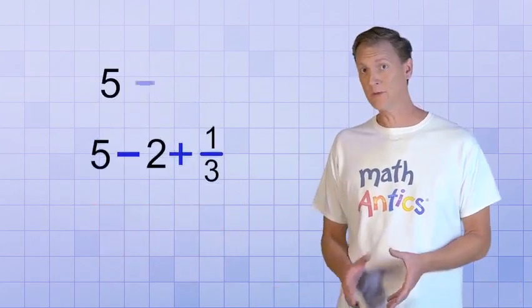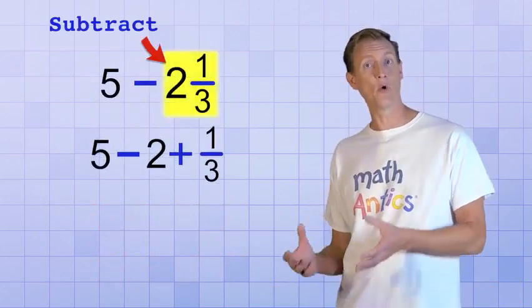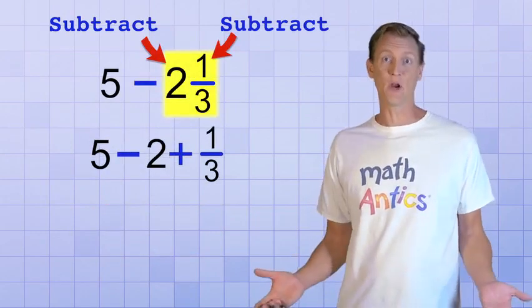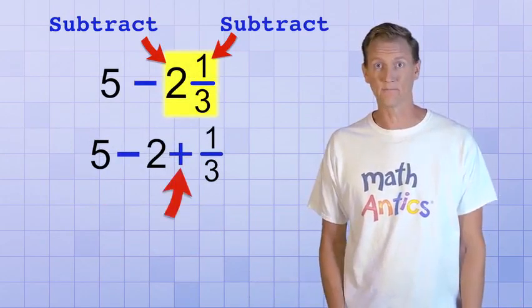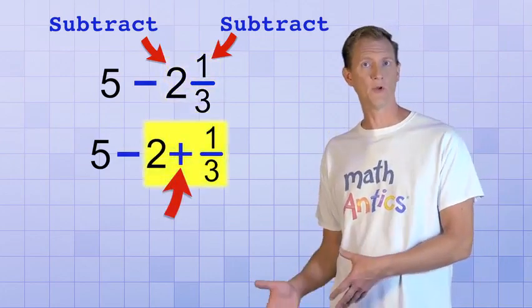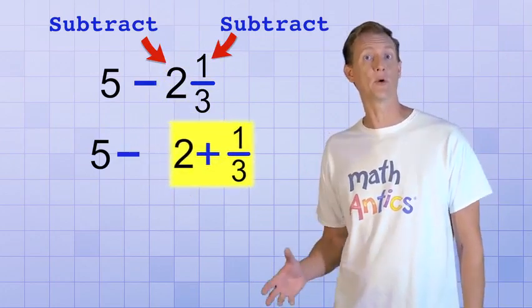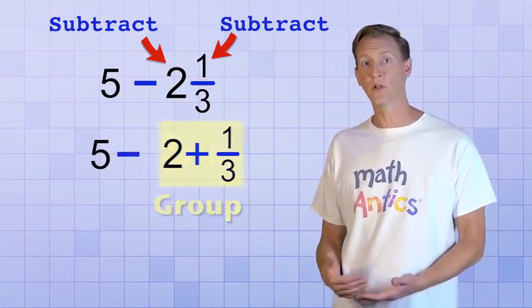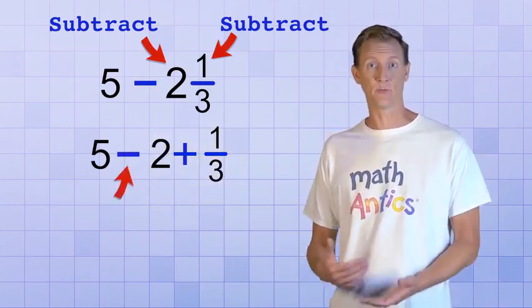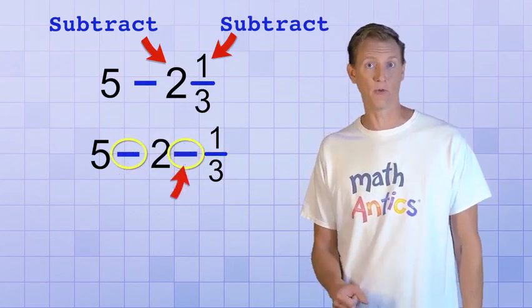Well, when we subtract a mixed number, we need to subtract the entire mixed number. We need to subtract the whole number part, and we need to subtract the fraction part. But we didn't subtract the 1/3, we added it. That's because when we rewrote the mixed number as a sum of a whole number and a fraction, we forgot, or we didn't realize, that they form a group. We just put the 2 plus 1/3 right after the minus sign, and it made it look like we should subtract the 2 and add the 1/3, but we actually should have subtracted both of them.